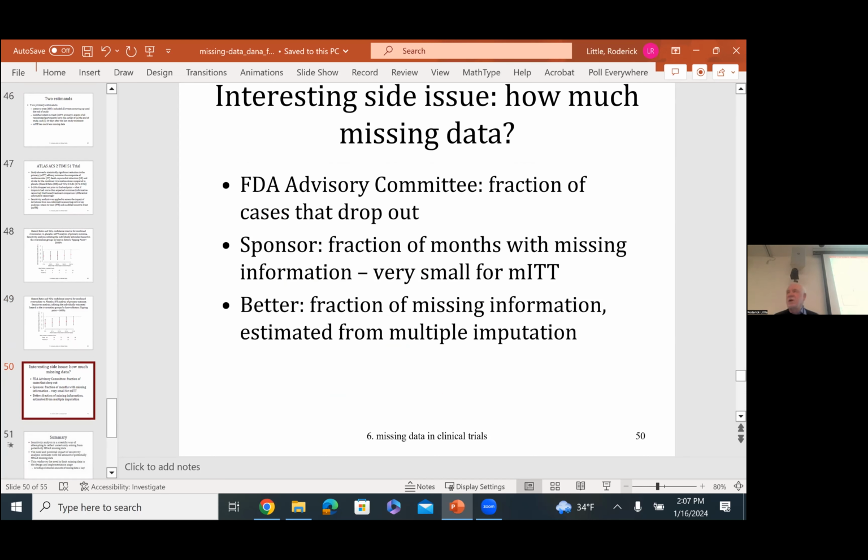Actually, there's an interesting side issue here. The FDA Advisory Committee said that the amount of missing data is the fraction of cases that drop out. Jansen wanted to say it's the fraction of months that are missing, which is a lot less. And actually, I think Jansen's is a better measure, because if you look at the fraction of missing information, it's much more closely related to the second one.